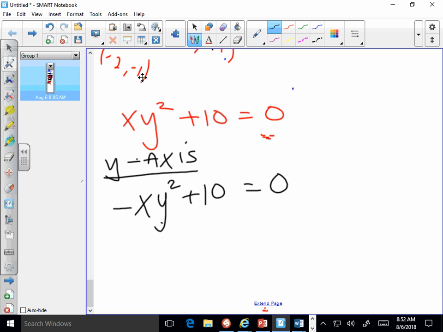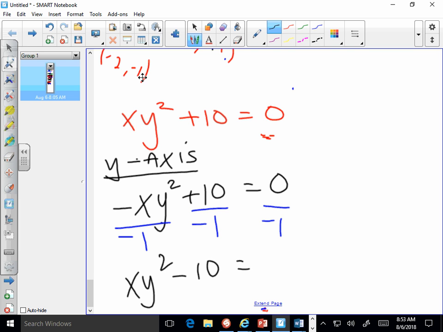What if I divide everything by negative 1 to get that back to being positive? Over here, I'm going to have xy squared. Positive divided by negative is what, Jason? Negative 10. And over here, 0. Is this our original? No. So do we have y-axis symmetry? No. Okay. Do you want to check origin symmetry?